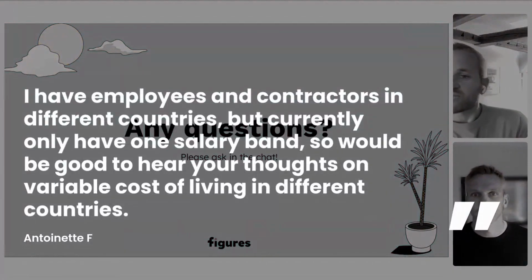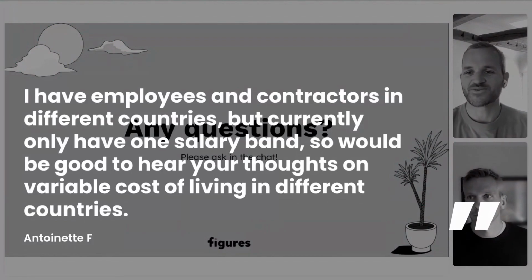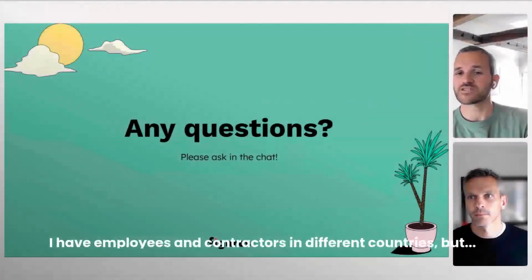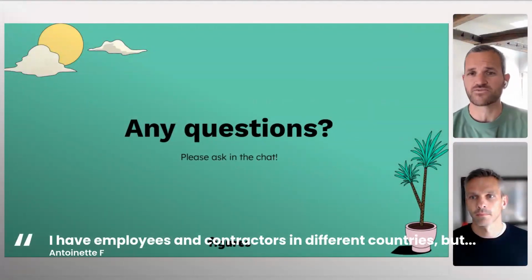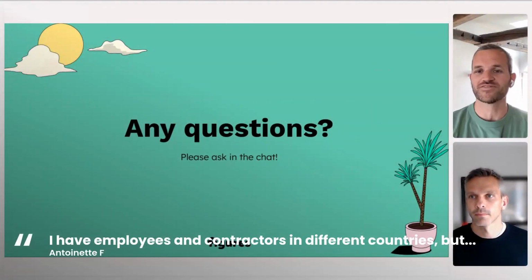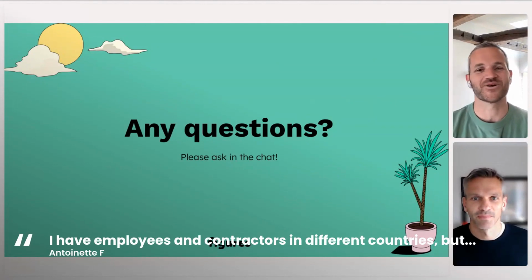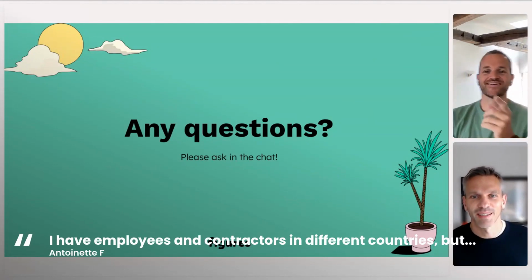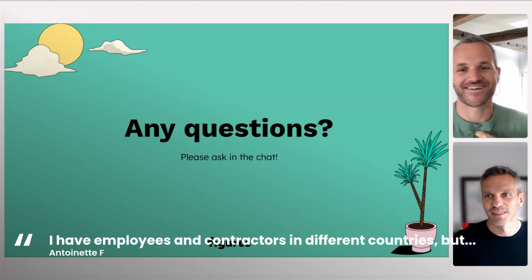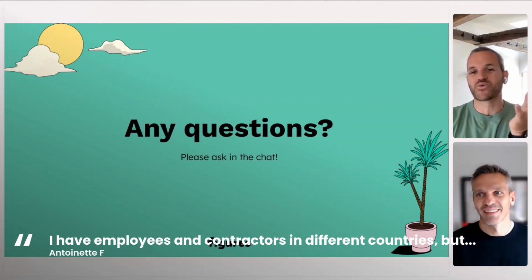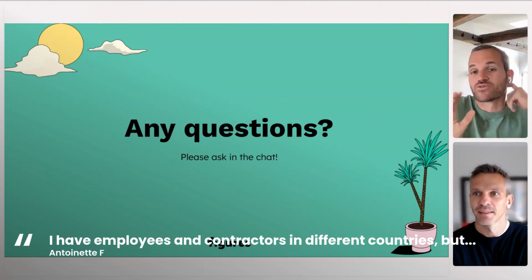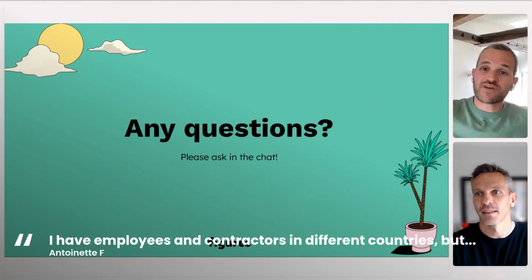So Antoinette has employees and contractors in different countries, life of an HR nowadays, right? But she has only one salary band. What is the best practice to have one salary band regardless of location? Should you adjust per cost of living? Shouldn't you? I know it's a question you've gotten 200 times. Is there a way to give some quick hints on how to deal with geographical differences?